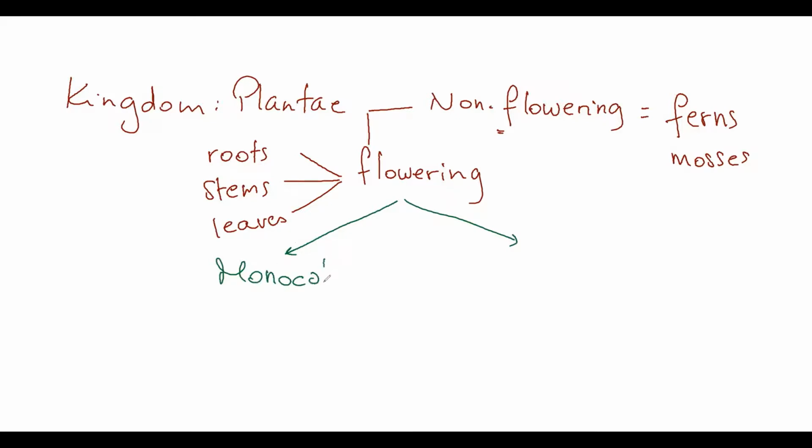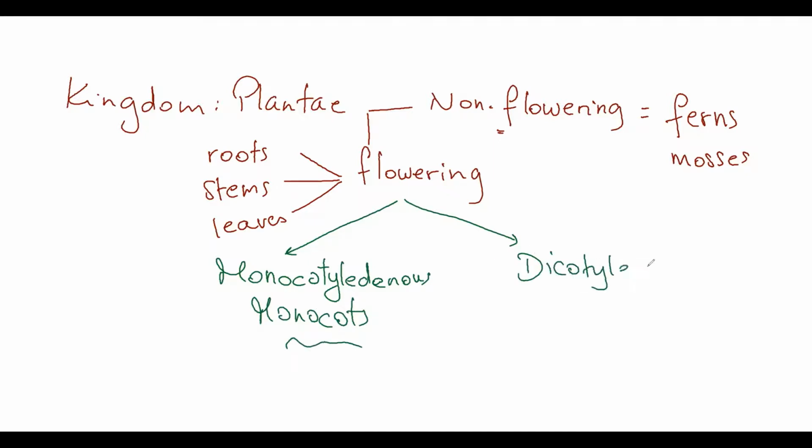or the actual name is monocotyledonous. Cotyledonous plants, a very long word, and we can simply call them the monocots. Even in the exam, you can write the monocots. And we have here the dicotyledonous, or we can call them the dicots. Now, what's the difference between the monocots and the dicots?